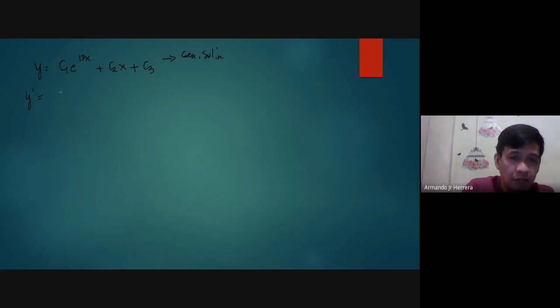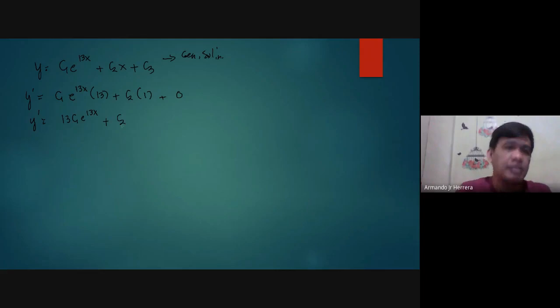Taking the first derivative, y prime is c1 e to the 13x times 13 plus c2 times the derivative of x, which is 1, plus 0. Your y prime here is 13c1 e to the 13x plus c2.